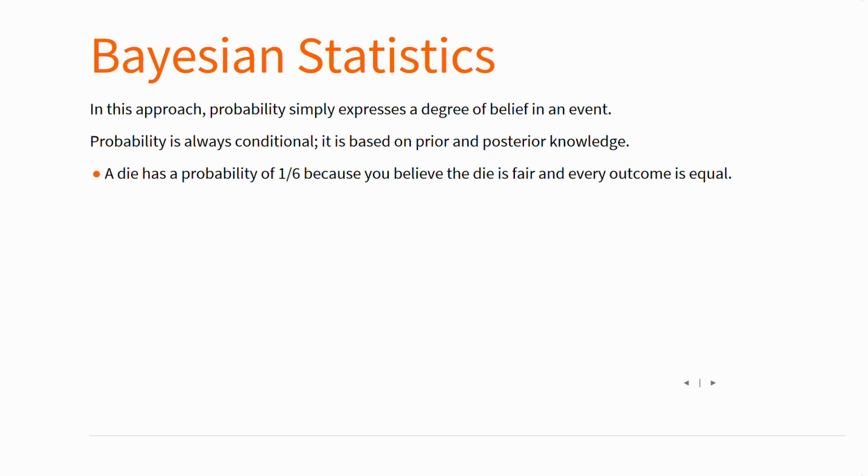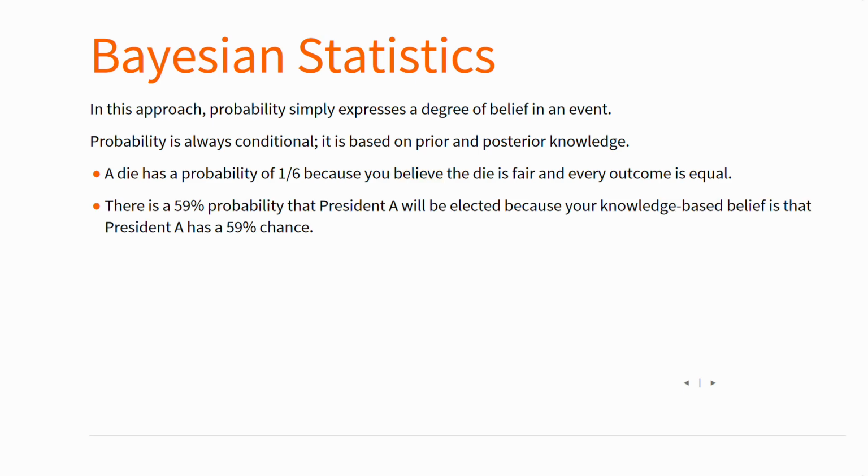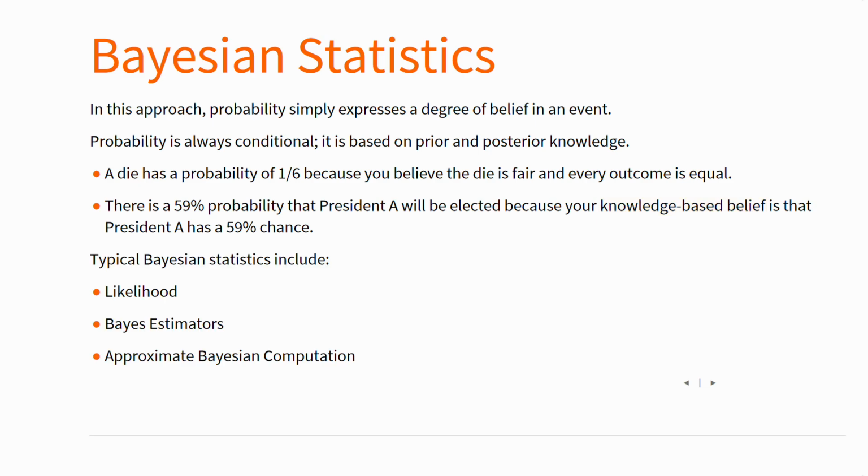A die has a probability of 1 over 6 because you believe a die is fair, and each outcome is equal. President A will be elected at a 59% probability because your belief, based on your prior knowledge of maybe his experience as the Minister of Finance, is that he will win at a 59% rate. Typical Bayesian statistics include likelihood, Bayesian estimators, and approximate Bayesian computation.